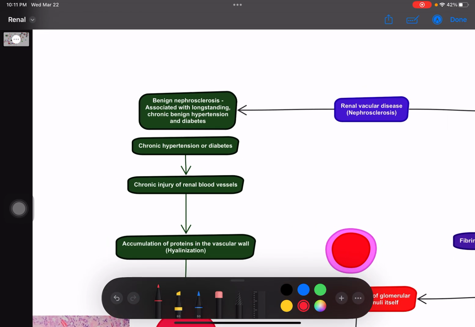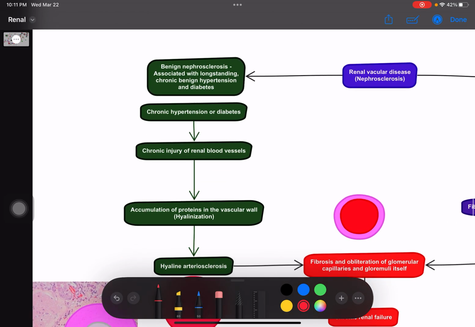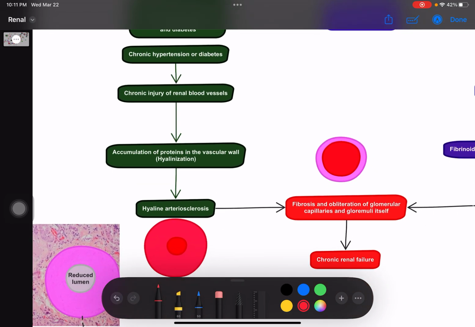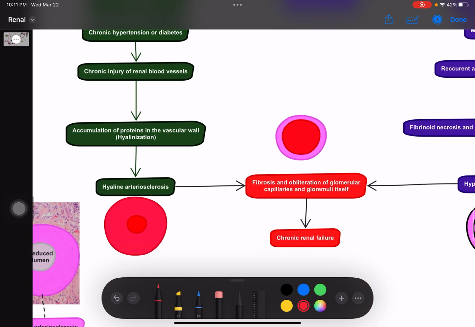Usually, this is connected with hypertension. Diabetes is a very common cause as well. So chronic hypertension causes chronic injury of renal blood vessels. There's accumulation of protein in the vascular wall, so there's a hyalinization of the vessels. So it's going to decrease the lumen.